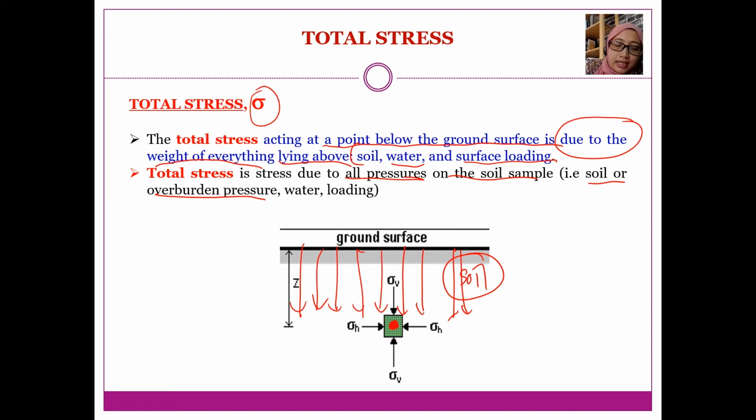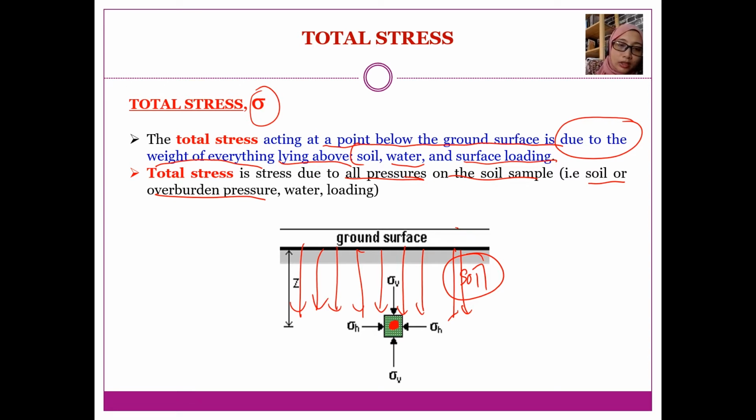In this diagram, on top of the ground surface there are no other loads. There is no structure, and there is no water level in this soil layer, just the soil weight itself. So at any point of the soil underneath the ground surface, we will have the total stress based on the overburden pressure.